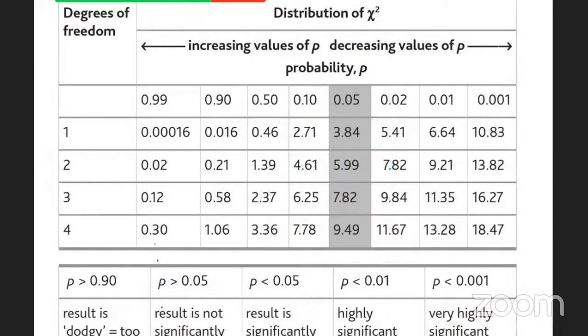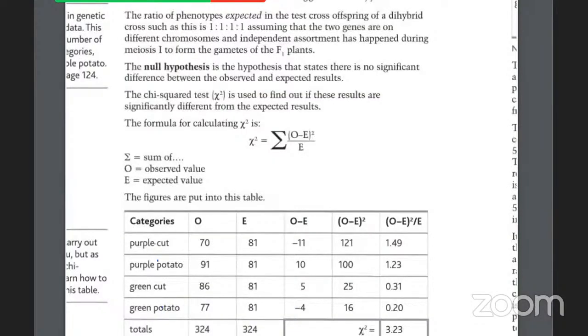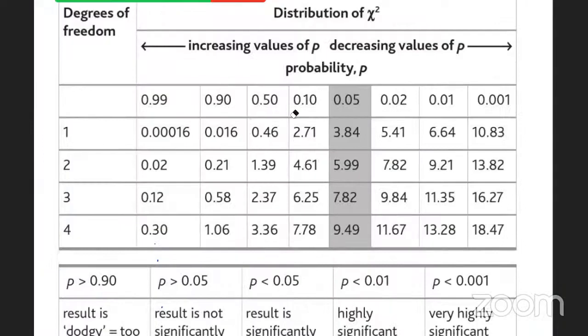Let me go back for the answer. The answer was 3.23. So what is the first thing we should do when we come to this table? Which column should I pick? Look for the degree of freedom, which is 3. Then I go across to the 0.05, so this number here. Now what we're going to do is compare our answer, which was 3.23, I think it is 3 point something.